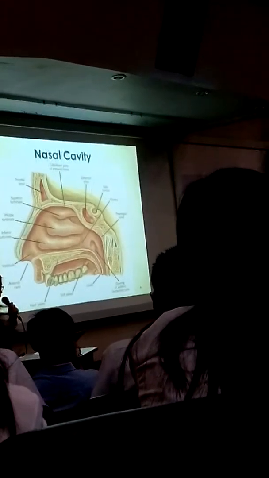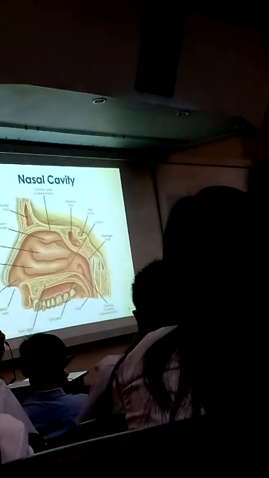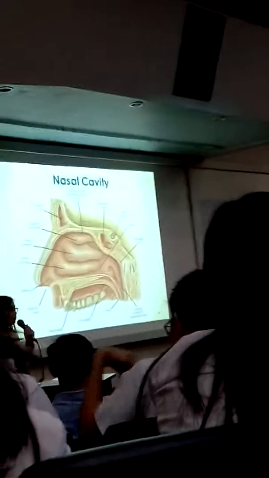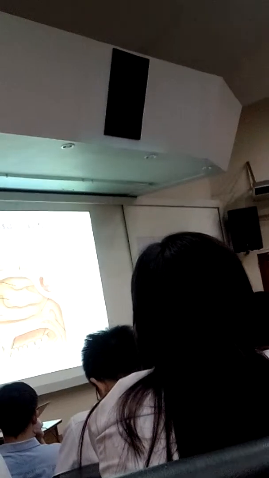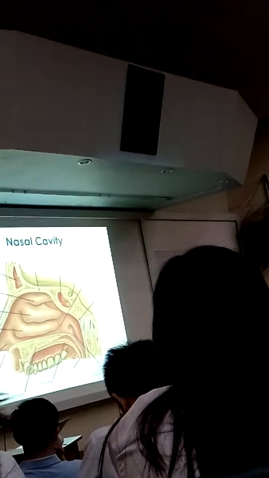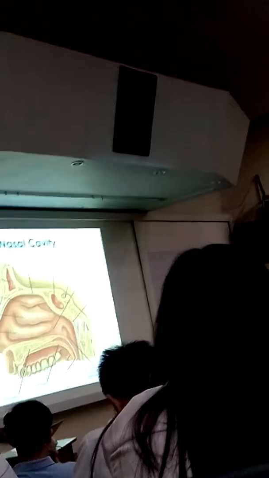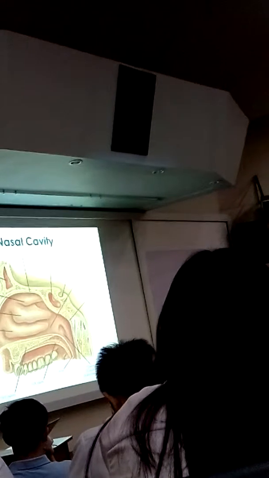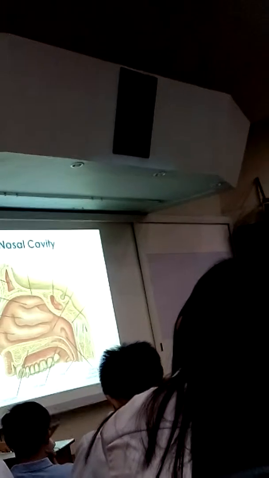And the olfactory region, where can it be found? Upper one-third of the nasal cavity. And what is the epithelial lining of the olfactory region? It is still pseudostratified columnar ciliated.